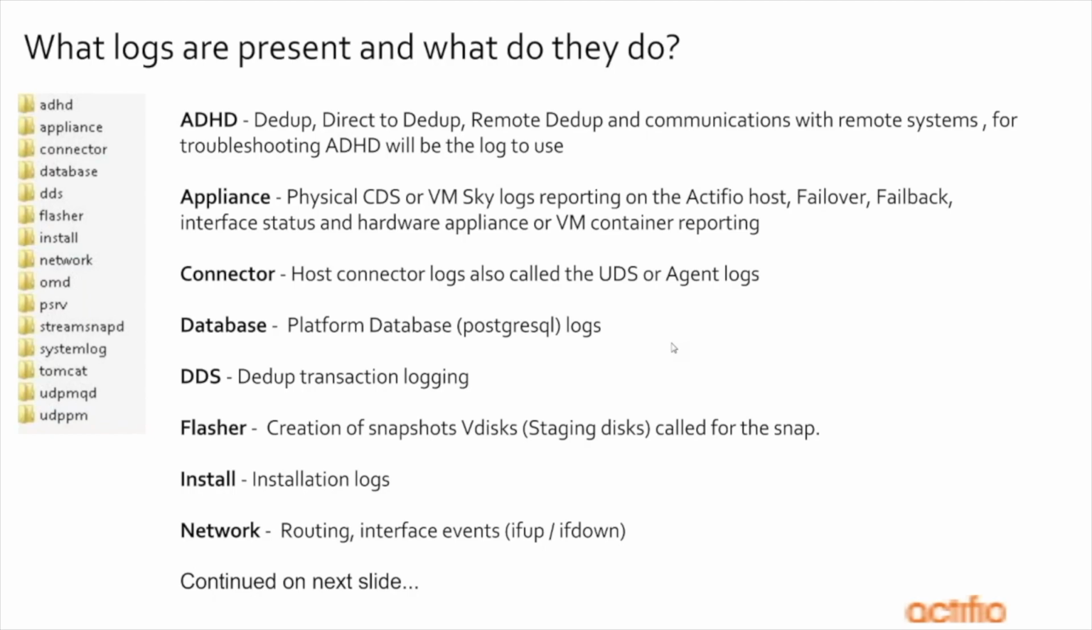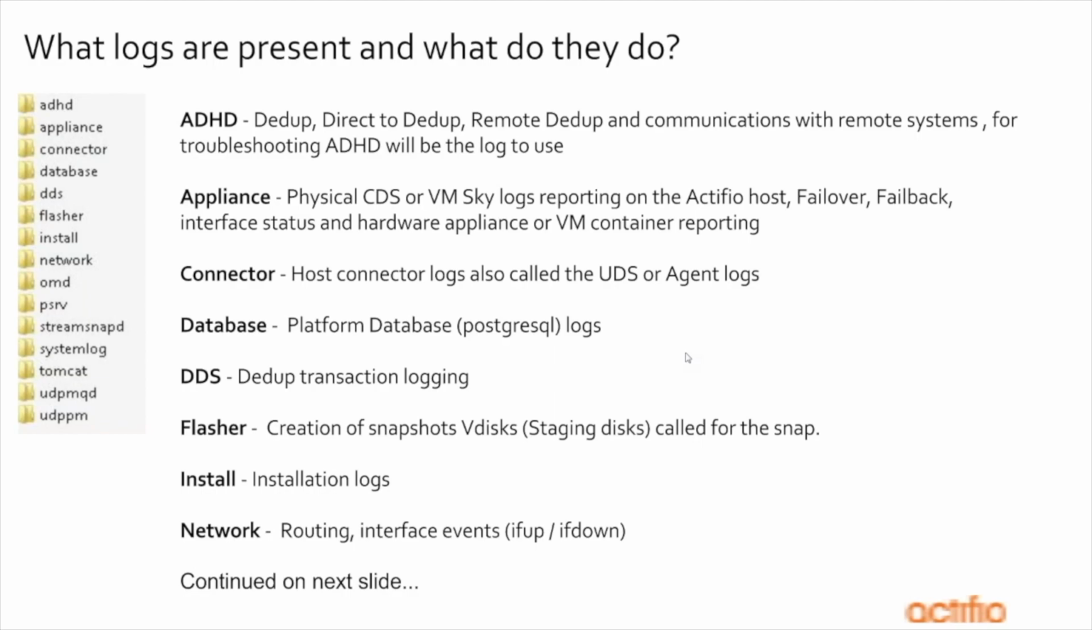The install folder contains the install logs. If you're trying to self-install the Sky and it's trying to give you a little bit of trouble, you can pull these install logs down and you'll get a more verbose, maybe more useful bit of logging to help you troubleshoot your installation.